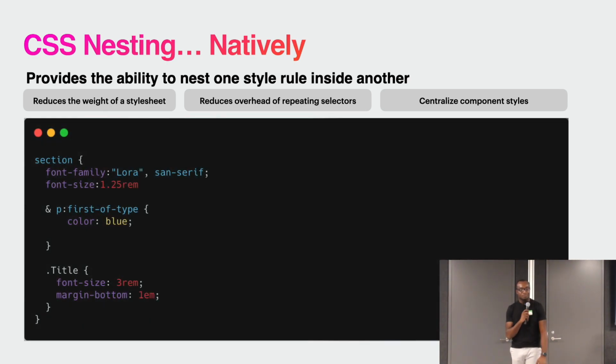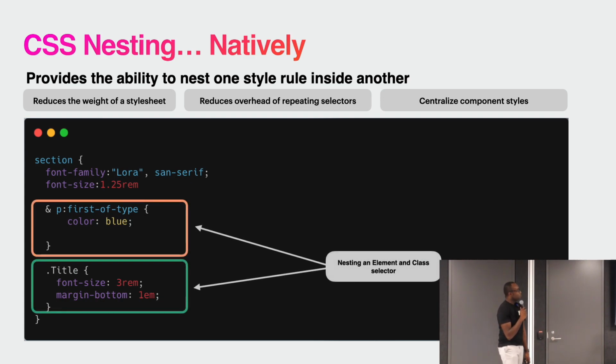Well, here it is. Here we can see that we have a section selector, and we're nesting two different elements here. We're nesting one element that is a paragraph element, and we're selecting its first of type, but we're also nesting a class selector here. Now, you may be wondering, this looks exactly like what we do in Sass, and you wouldn't be entirely wrong. These two elements here are the nested element and also the class selector.